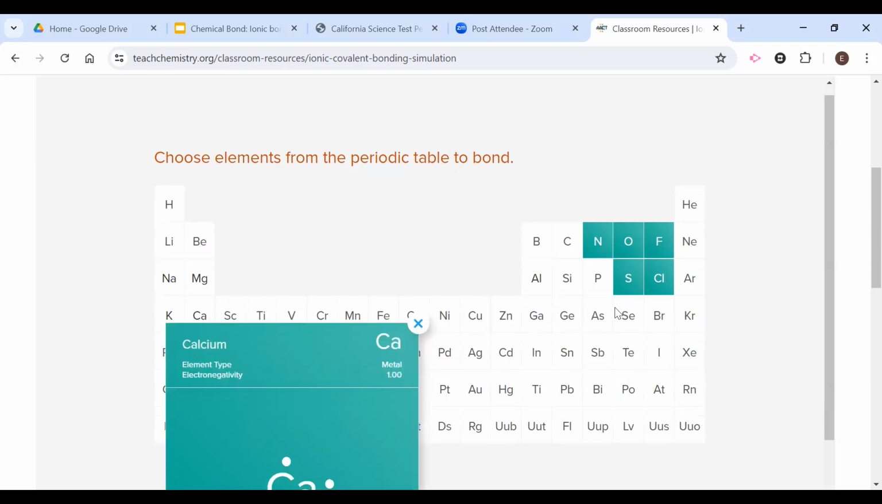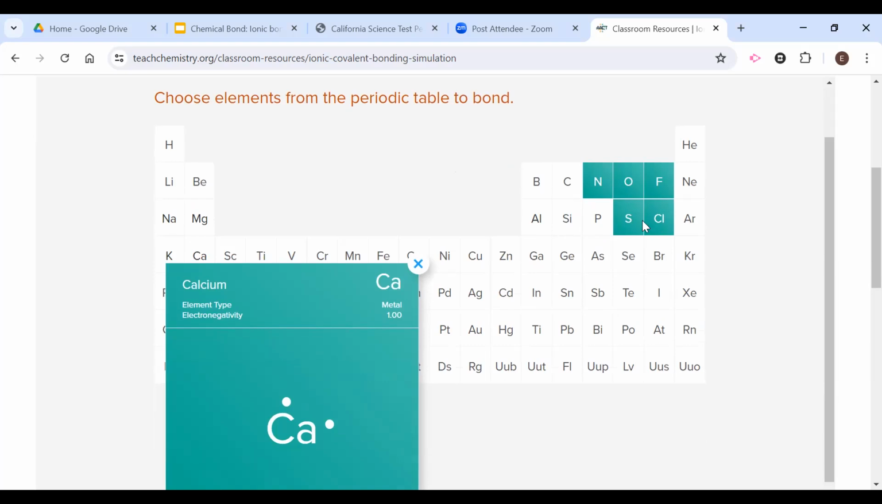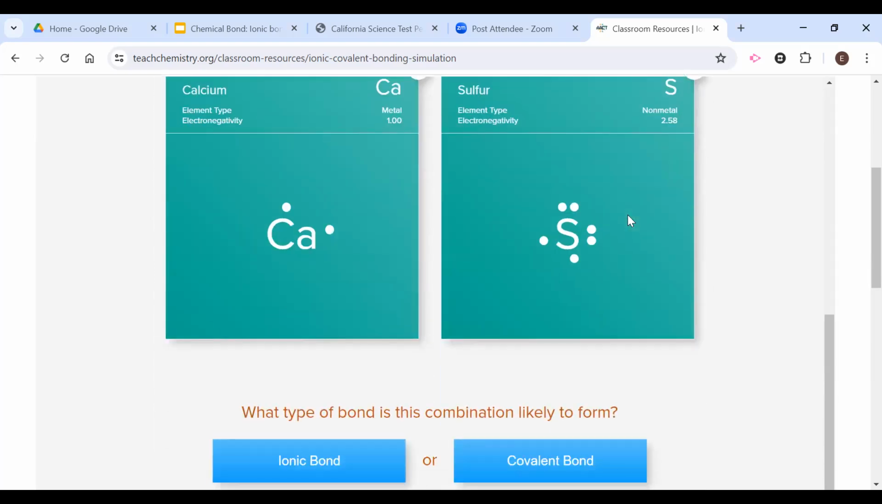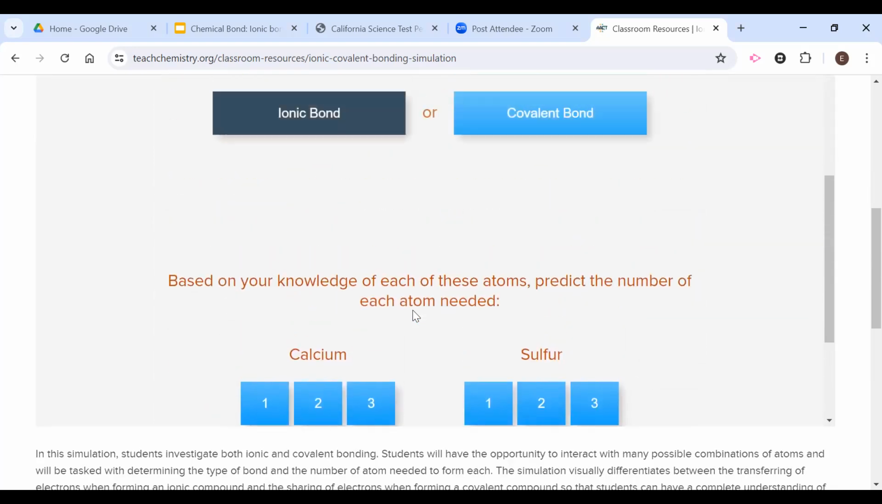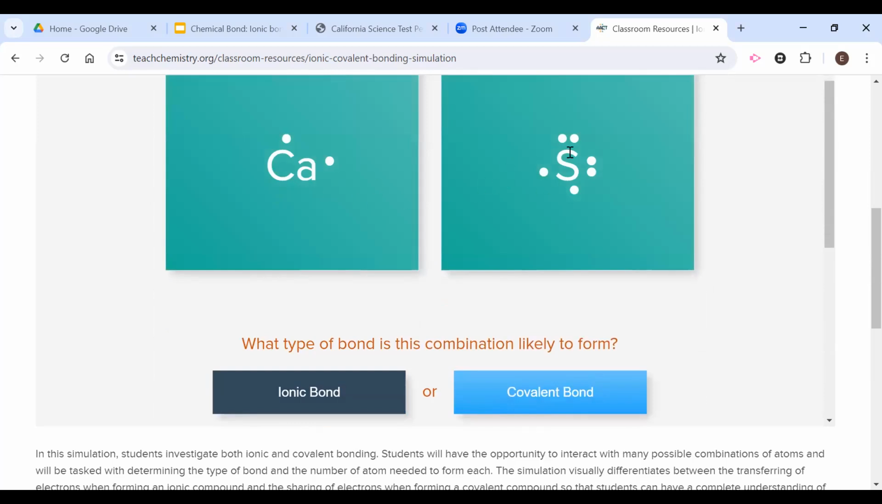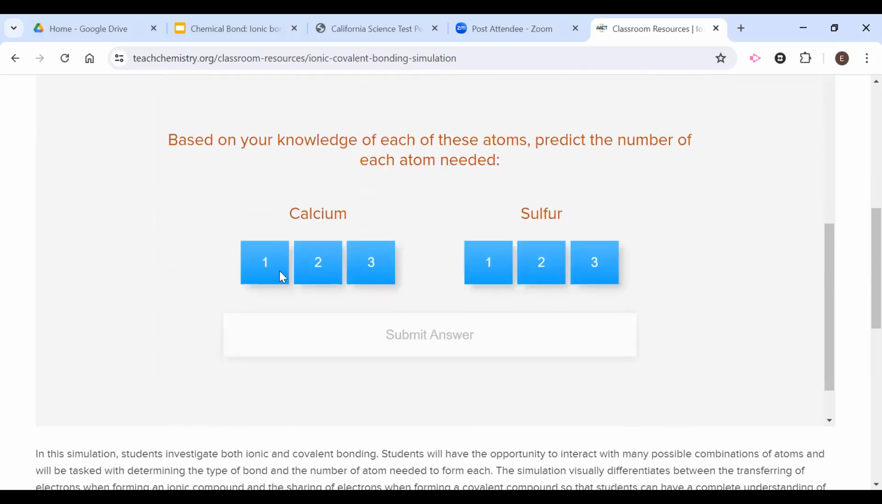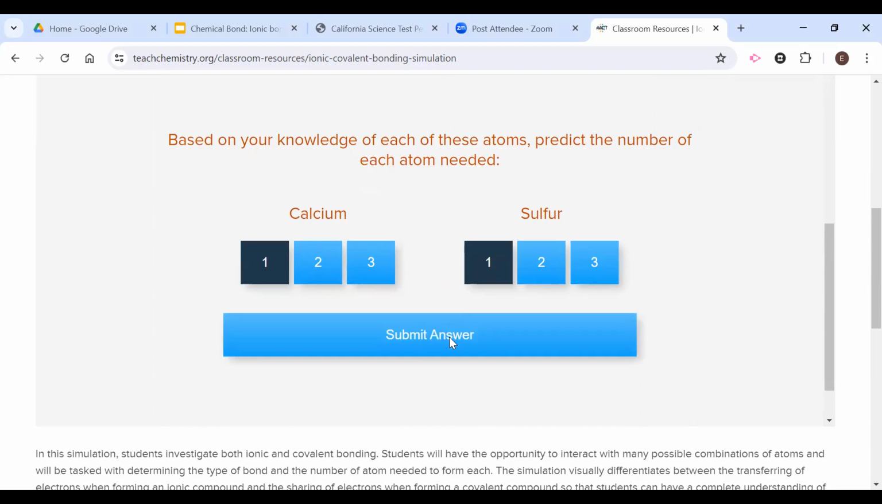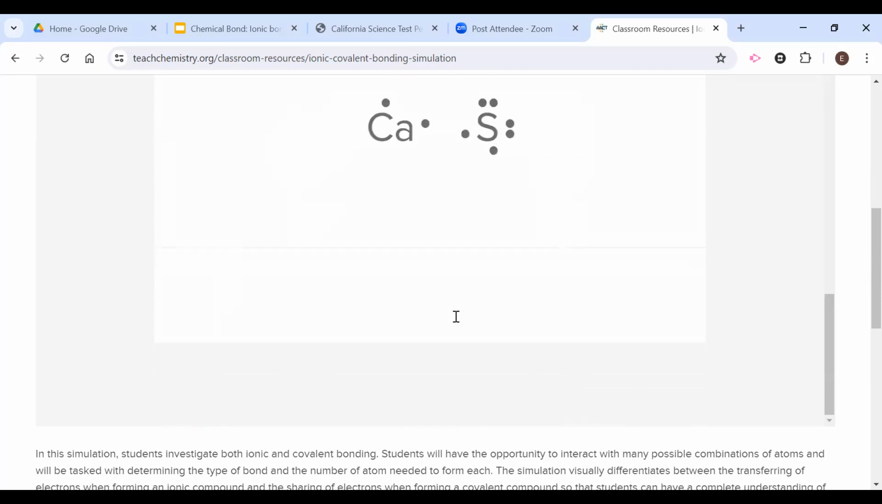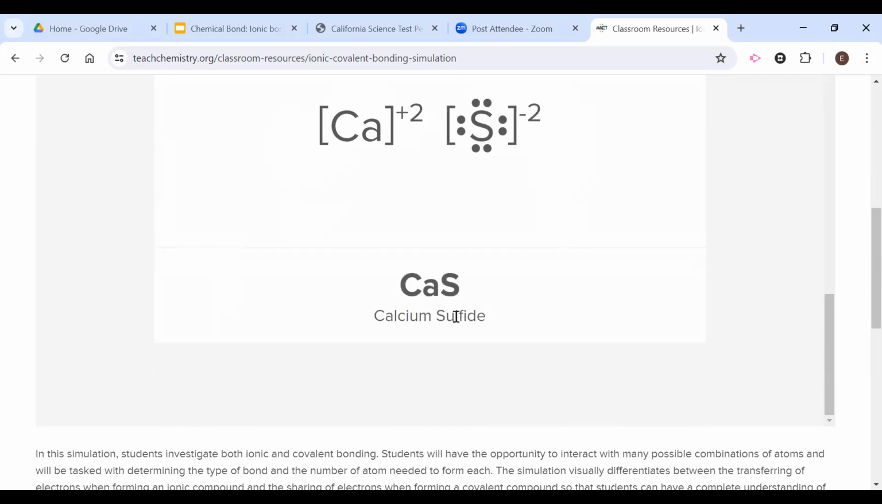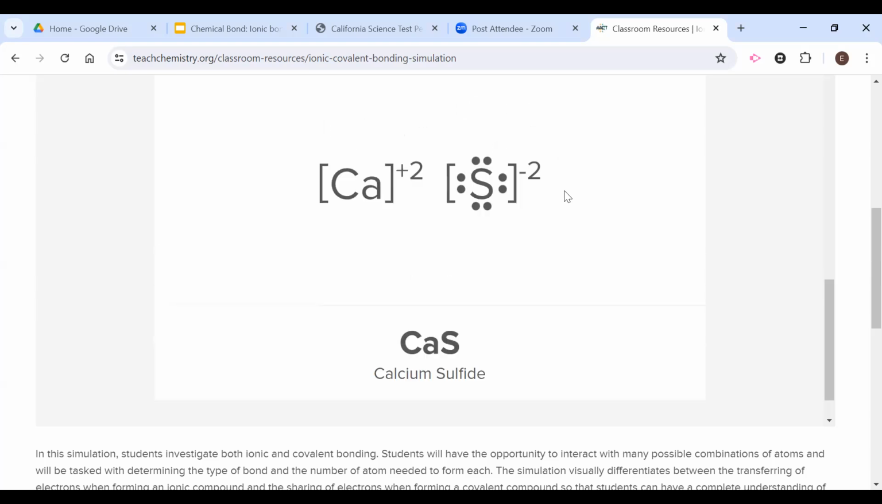Calcium, sulfur. It's ionic. How many of each do we need? There's 2 unpaired here, there's 2 unpaired here, so we need 1 of each. You see that, 1 of this, the charges are equal, 2 plus, 2 minus. Please don't write it like this. It has to be the number before the charge. Okay. Let me do one more.